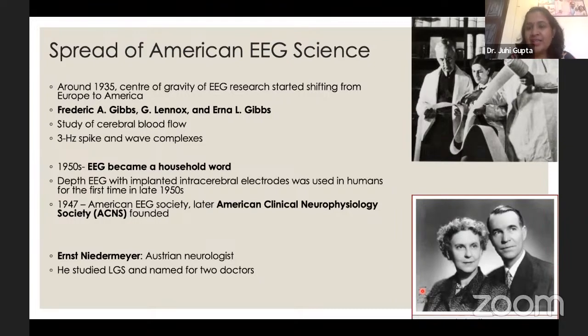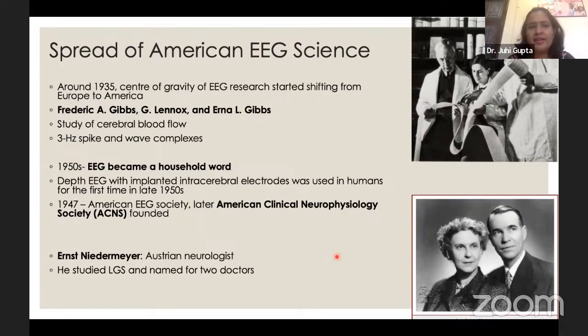These three scientists were working in a team in the US, and around 1935, in the 20th century, a lot of research started happening on EEG in the US. And the classical 3 Hz spike wave complexes were also described by this trio.